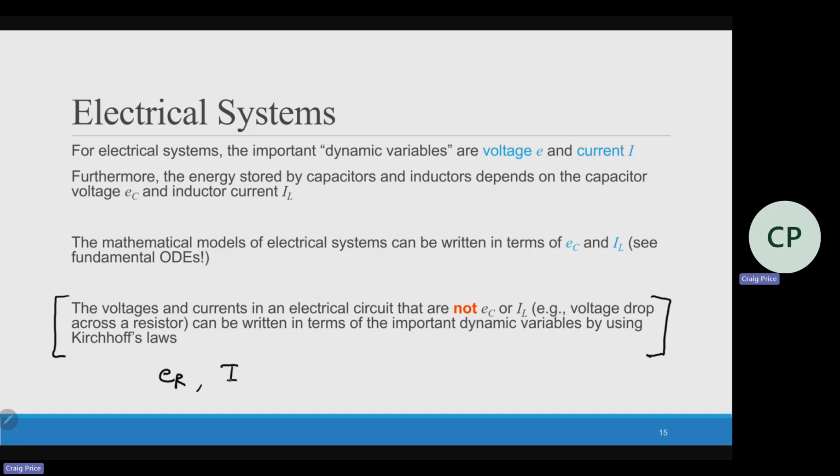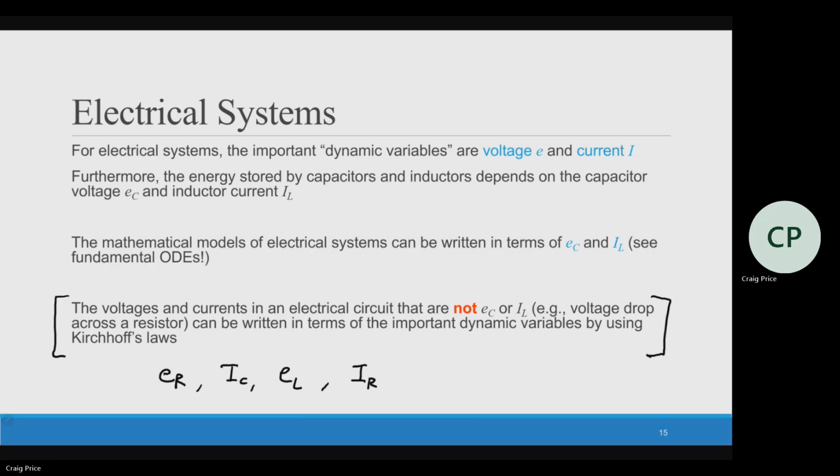I don't want the capacitor current. I don't want the inductor voltage. I don't want basically anything. I don't want any other random current, anything like that. Basically, I want to use my voltage law and my current law to try to put everything in these terms, as well as my input.